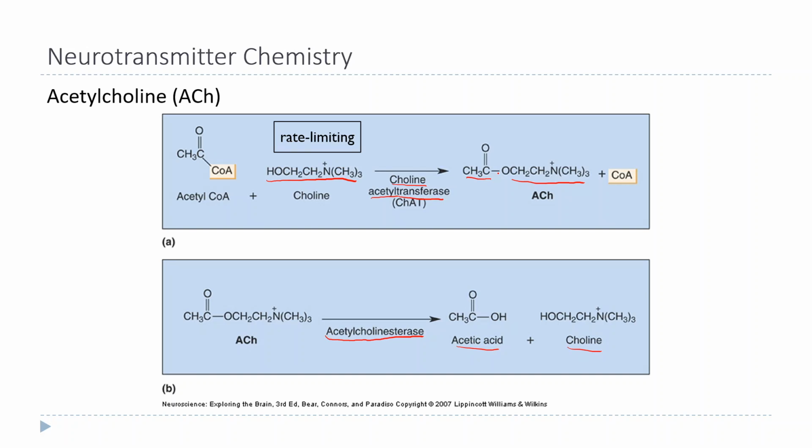Again, this all happens in the cell. And one of the reasons it's important to understand these steps is because if you want to study a neurotransmitter system, or if you think a particular neurotransmitter is somehow involved in, let's say, a disease, then knowing how it's made, how it's broken down, and how it's packaged is important.